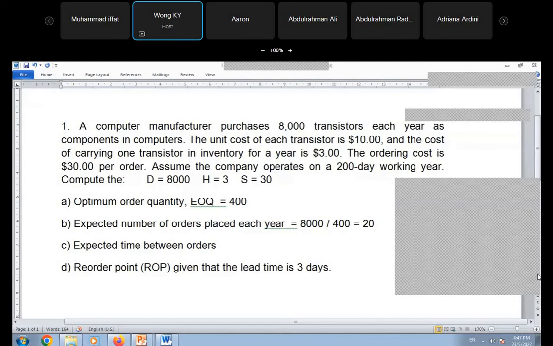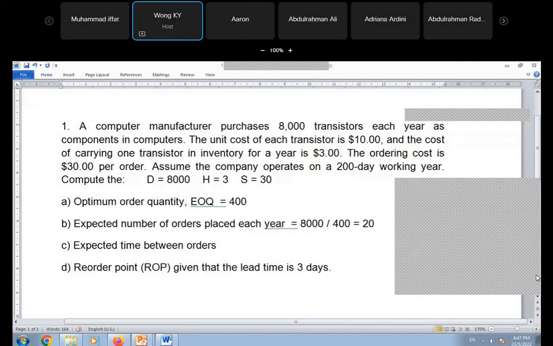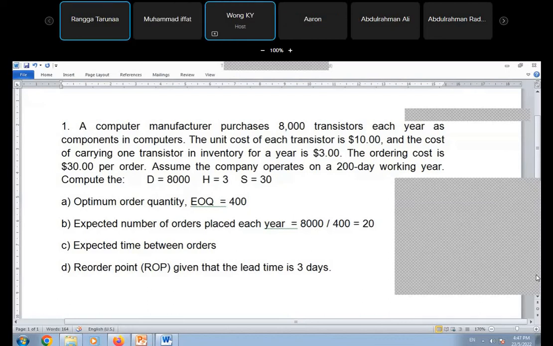Okay, Nurul, are you there? Nurul, are you there? Not there, okay, next. Rangga Taruna, are you there? Yes, doctor. Okay, good. So what is your answer for expected time between orders? 10 days. How did you calculate 10 days? 200 divided by 20. Okay, very good. Thank you.